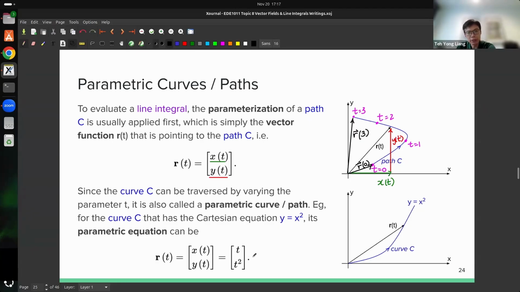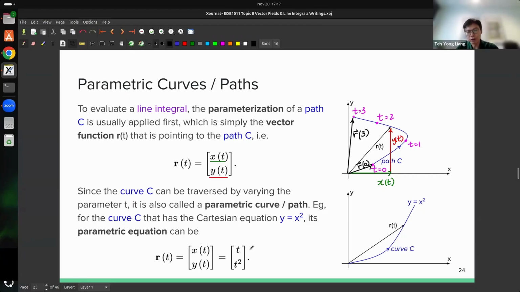So you can see that if I have a curve that is y equals x squared, what is the so-called parametric representation or parametric equation? Very simple. Y equals x squared. So I can just let x be t, for example. In fact, I can let x be anything.